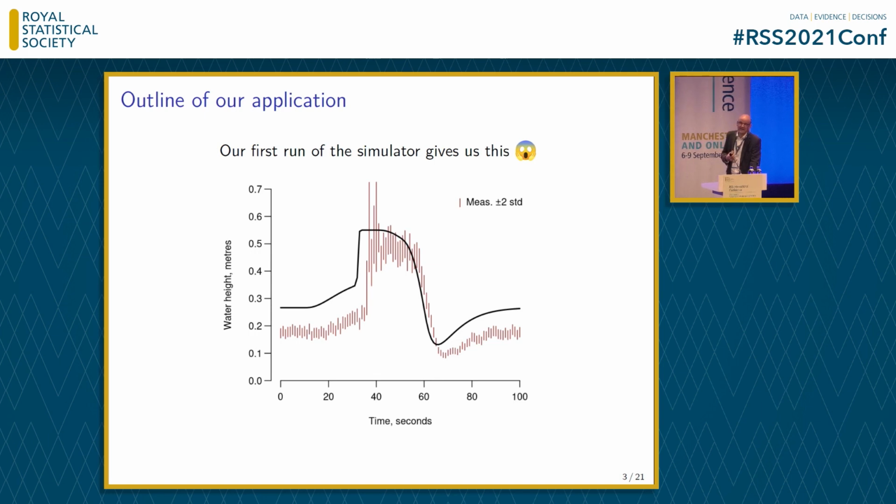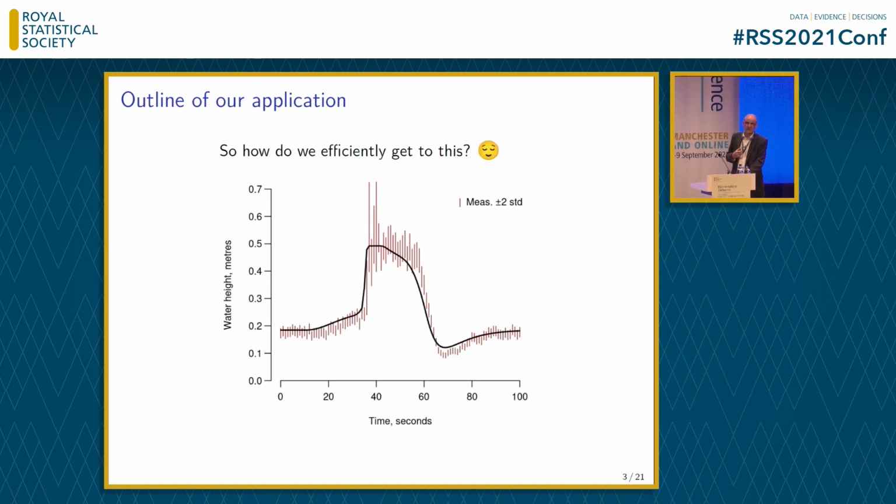So the question is, you run your simulator once and you've got a bit of a horrifying outcome, right? You're going to need to adjust the tuning parameters to bring your simulator output more in line with the things that you've measured. So how do you get from here, which you cannot sell to your client, to here, which you can sell to your client? And how do you do that as efficiently as possible?